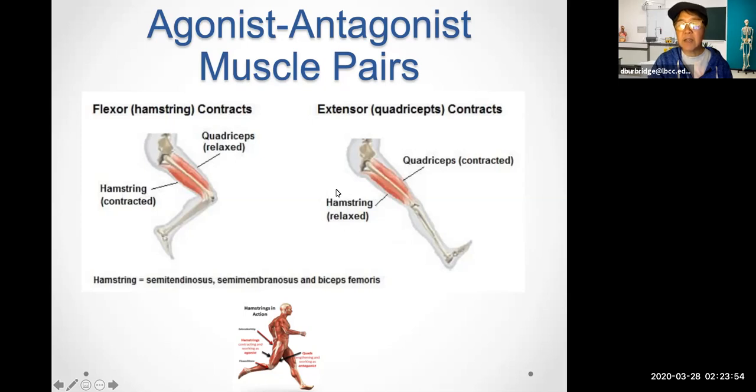So they now become the antagonist muscles, and then the quadriceps muscles, which are my rectus femoris, the vastus lateralis, vastus medialis, and vastus intermedius. So 4 muscles that we call our quadriceps femoris muscles. They become the prime movers, and they contract to extend my leg, the lower leg. So we call this knee extension. And then when we bend our leg, we call that knee flexion.